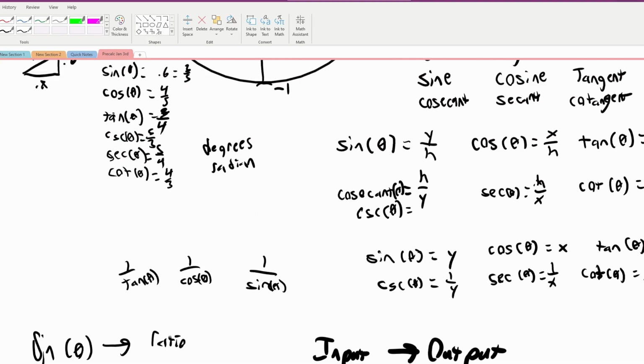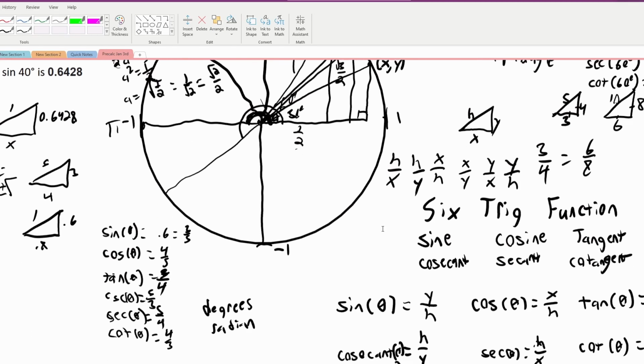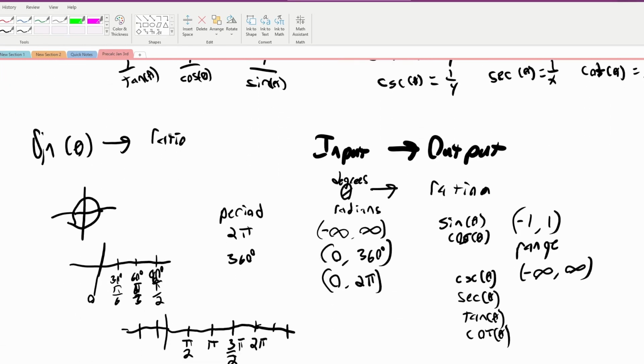So at 0, our y value here is 0. So that means our function's going to start at the origin here. And then at pi over 2, we're at the top of our circle. So at the top of our circle, we have a value of 1. So if this is 1 and this is negative 1, we're going to be at the top here.